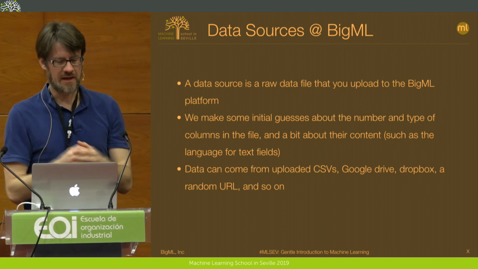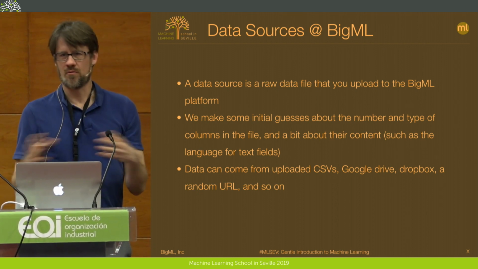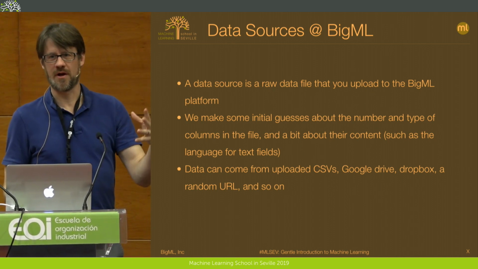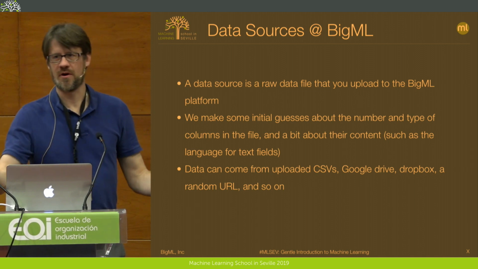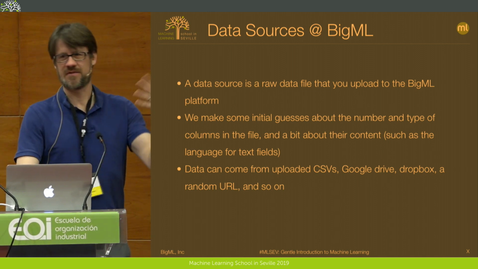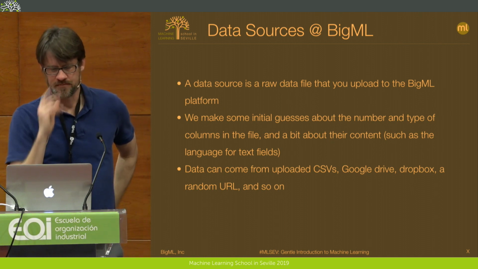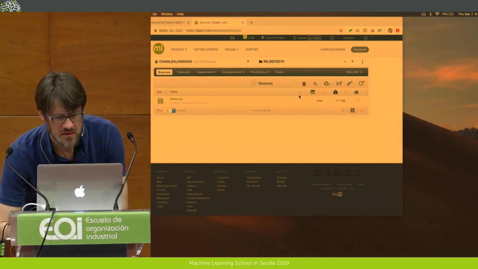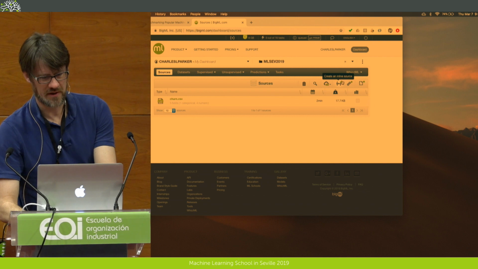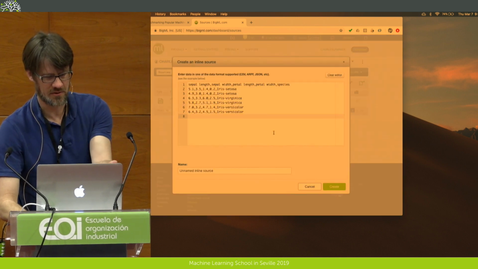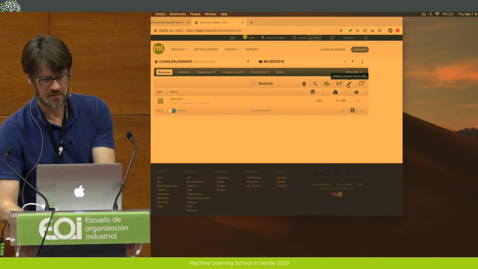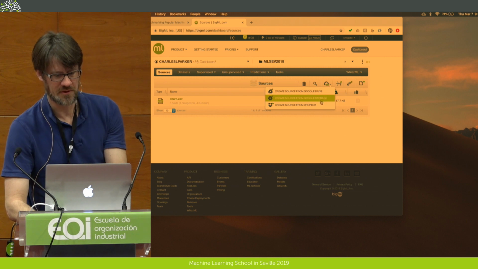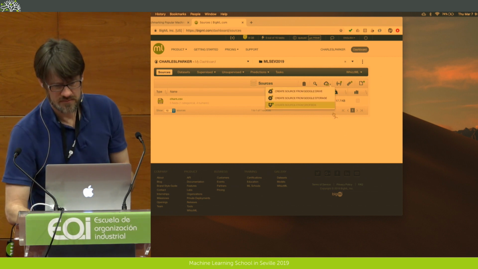What do we do when we make a data source? We make some guesses about how many rows and columns. We look at basically the first few rows of your data set, try to figure out how many columns there are, what type they are, whether or not they're numeric or a date or something like that. We try to guess the language of the text fields that are in the data. And the data can come from kind of anywhere. If we go up here, you can create a source inline just by typing it into an editor like this, or you can create a source from just a URL on the web, or there's a number of services. You can do Dropbox or Google or what have you.